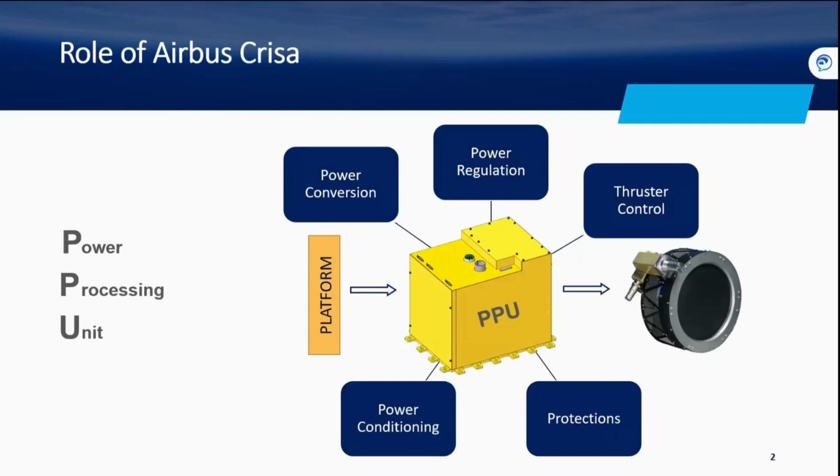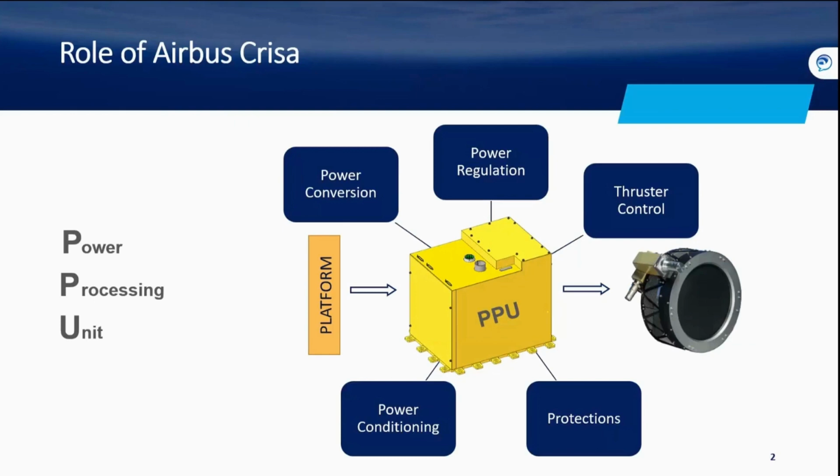Although power conversion is the main PPU function, we also perform power regulation. So, for example, we have to deal with different voltages depending on the operation point of the thruster, and we also perform power conditioning by, for example, removing noise from certain bandwidths or ripple of some signals in order to provide a stable behavior.